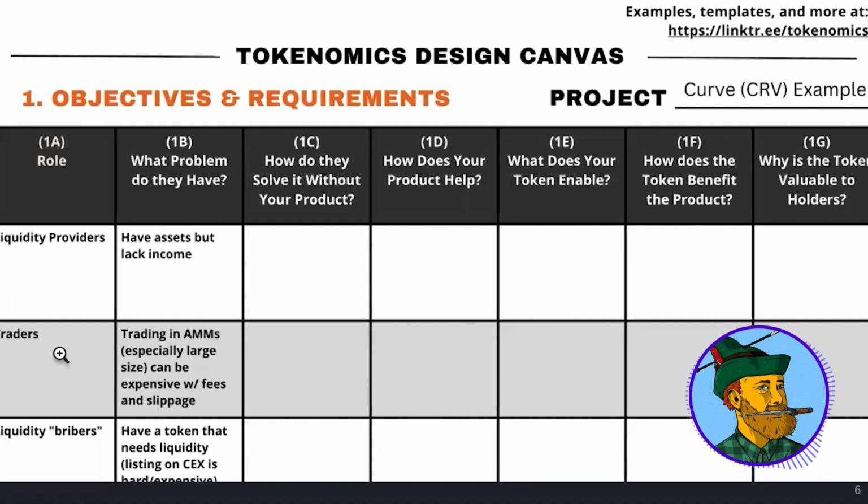And so what you want to do is fill out the roles that are common to your ecosystem. And the roles will carry over in each step of the tokenomics design canvas. So you want to fill out the roles that are specific to your ecosystem. And then you want to start filling out columns B through G, one row at a time. For example, we'll just walk through liquidity providers in this video to keep things short.